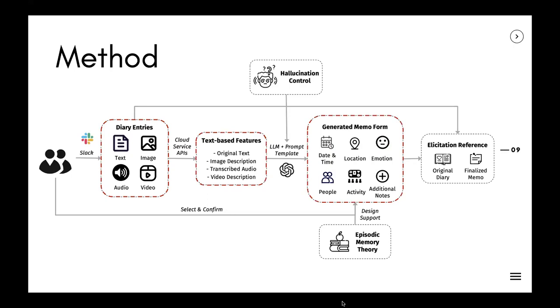The selection of these 5 particular dimensions is supported by the episodic memory theory, which indicates the effective cues for people to recall past events. In the prompt, we limit the space of generated information to avoid hallucination. The detailed prompt we used is presented in the appendix of our paper. Finally, during the elicitation interview, participants could refer to both their original recording and the checked and finalized memo.